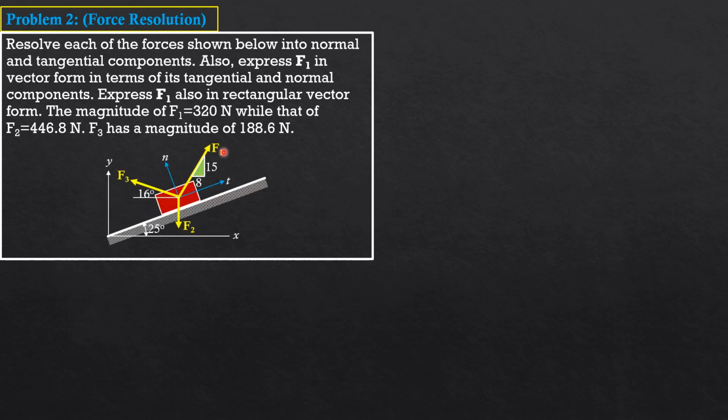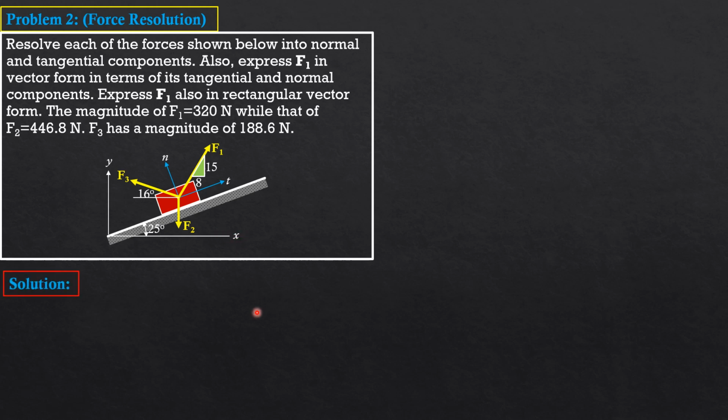So here's the figure, and this is F1. F1 has a slope of 15 vertical, 8 horizontal. The inclined plane where this crate or body acts with gravity force F2 is making an angle of 25 degrees with the horizontal, or with the positive x-axis.